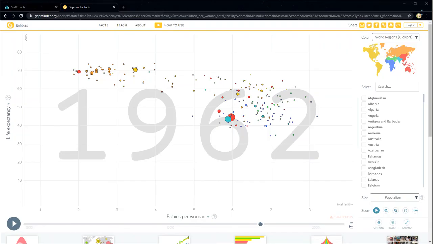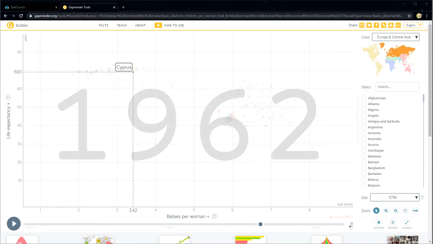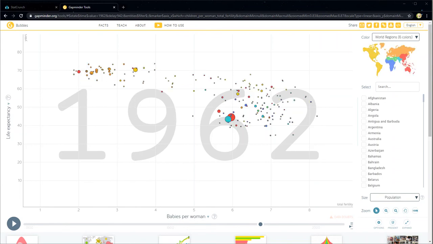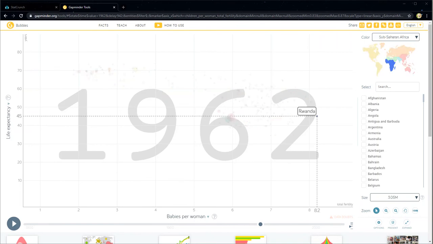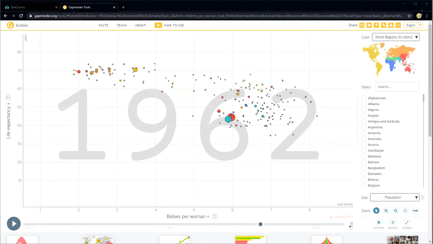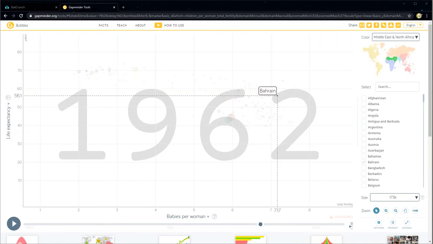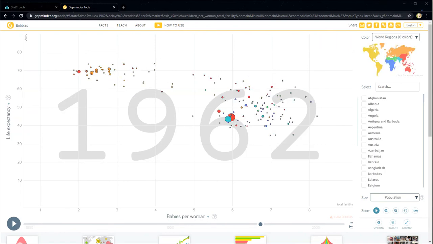Now, because it's interesting, let's look and see what Gapminder has to say about this. So this is the graph in Gapminder. In case you're interested, there's the US at 3.48 and 70.3. Over here is Rwanda, like we said, at 8.2 and 45. And you can see there's different colors for the different regions of the world. So there's the yellow and then the blue for sub-Saharan Africa, and then the red for Asia and so on.